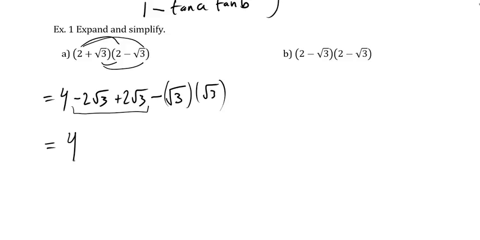And I get 4 minus root 3 squared. What's root 3 squared? 3, right? Opposite operations. So this is 4 minus 3, which is 1.